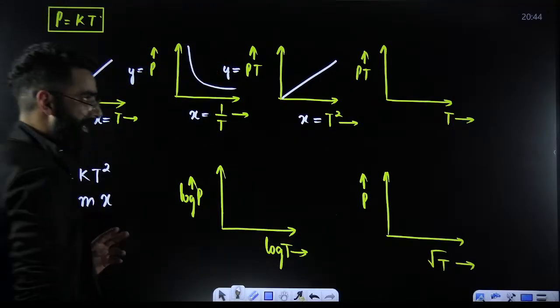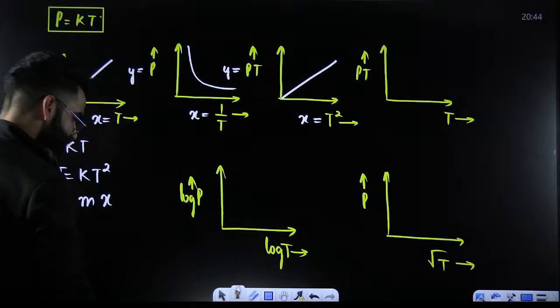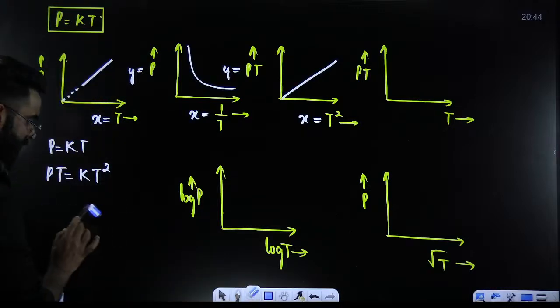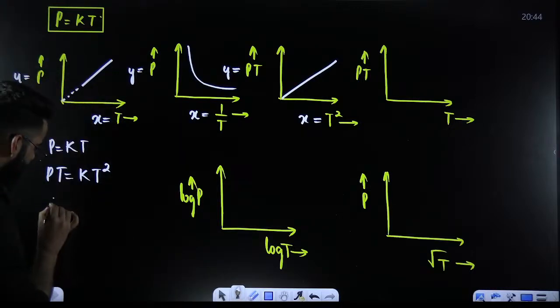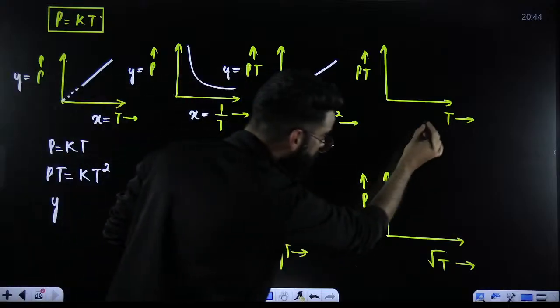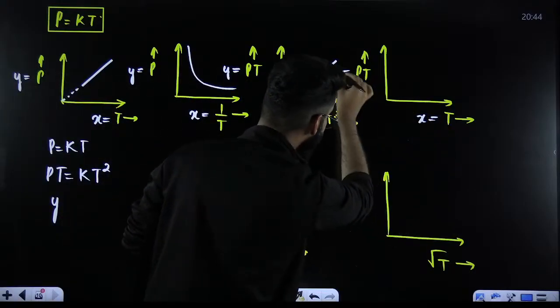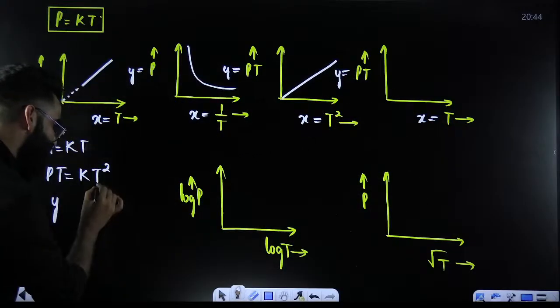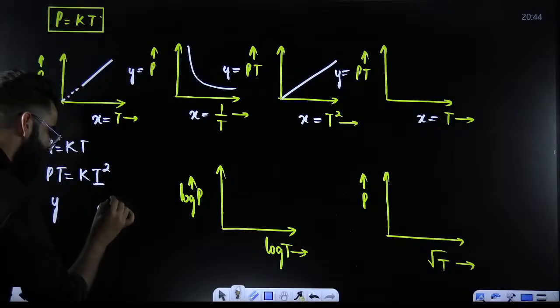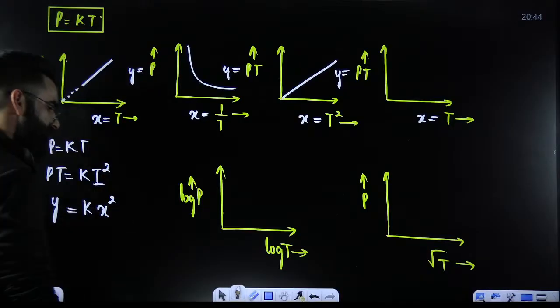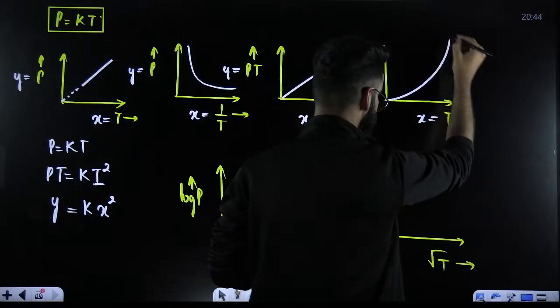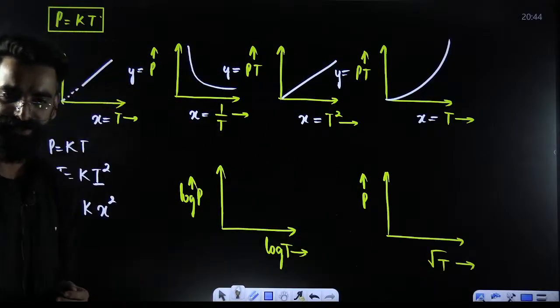Perfect. Now, the next graph, PT versus T. My dear students, PT you are plotting along y-axis. Only T you are plotting along x-axis. So instead of this T, I'm writing x. So this is T square, x square. Y is equal to kx square. You know, parabola opening upwards. Done and dusted, right?